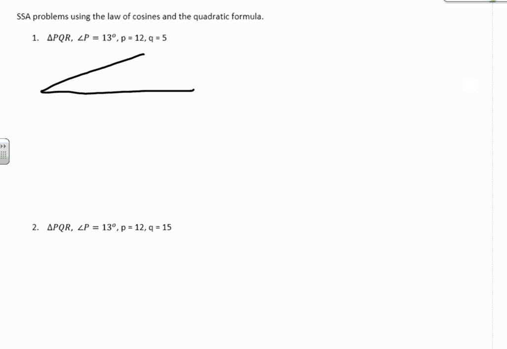And here's the picture of 13 degrees. This side would be 12. So here's my bad drawing of this triangle, but this side over here, this is side P. This angle P is 13 degrees. Side P is 12. And I'm going to make this Q, and this is 5. I'm going to set this up using the law of cosines.